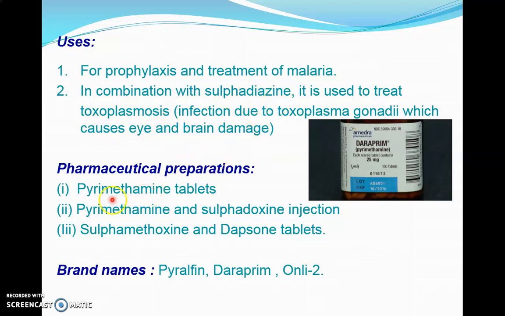Next, pharmaceutical formulations include pyrimethamine tablet, pyrimethamine and sulfadoxine injection, as I told, sulfadoxine in combination with pyrimethamine. Next, sulfamethoxine and dapsone tablet, again one of the formulations. As far as the brands are concerned, there are Pyralphine, Daraprim and Onil 2. These three are popular brands available for pyrimethamine.